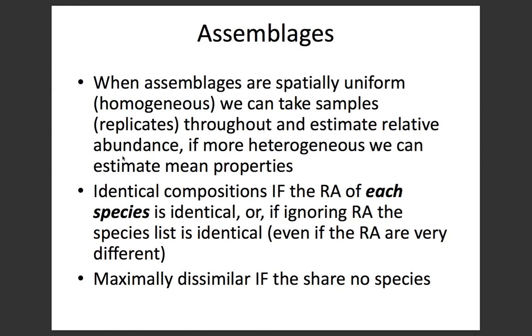So when assemblages are spatially uniform, we can take samples throughout and estimate relative abundance. If they're more heterogeneous, we can estimate mean properties. Compositions are identical if the relative abundance of each species is identical, or if we're ignoring relative abundance and the species list is identical, then we'll get identical composition. Maximally dissimilar communities or assemblages are those that share absolutely no species.